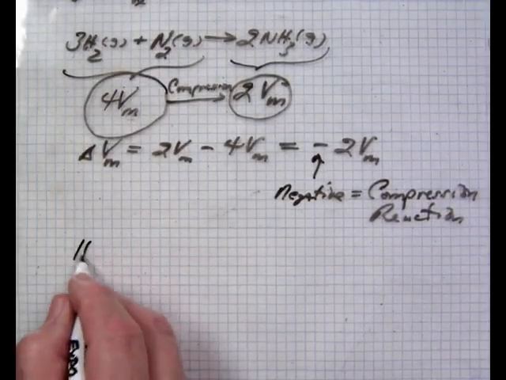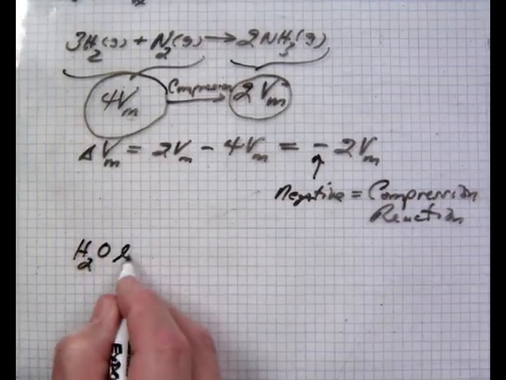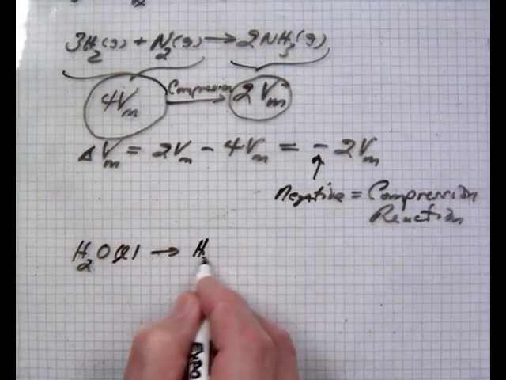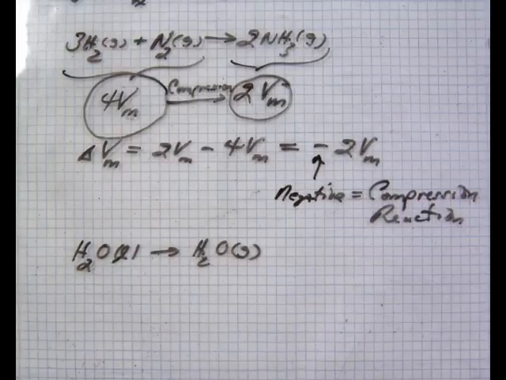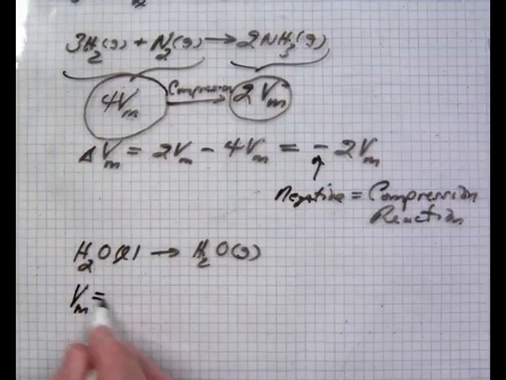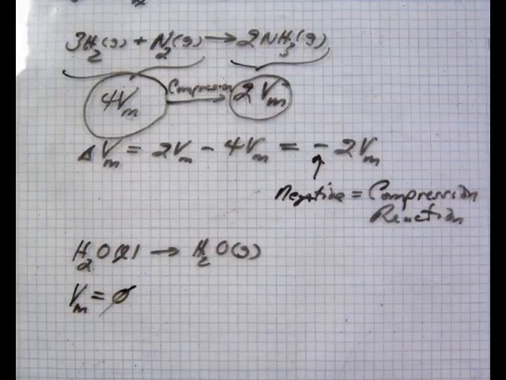Another example, the water going to H2O gas right there is also an open system. Listen to me if you haven't listened so far. There is 1 mole on the left and 1 mole on the right, but the one on the left is liquid. It ain't gas. So Vm over here is 0. Liquids and solids are 0 molar volume.